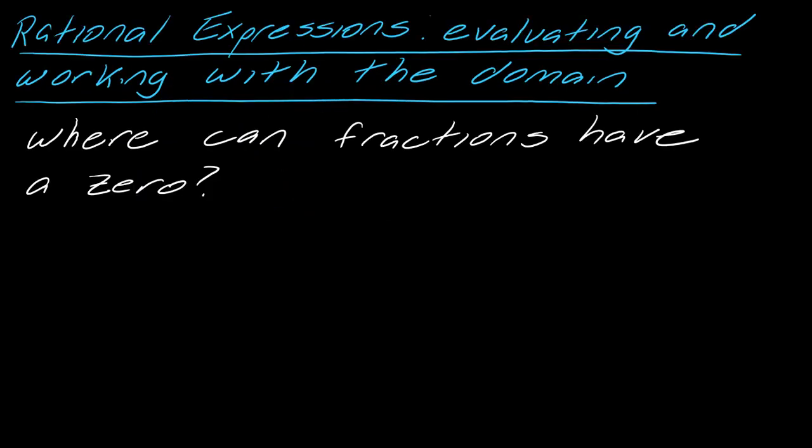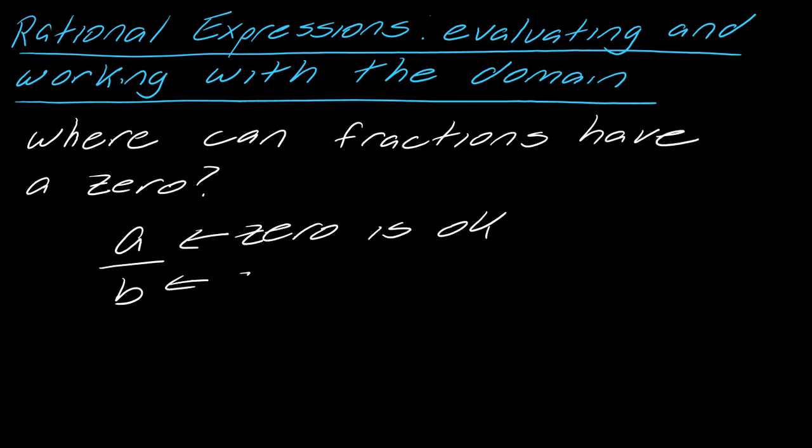So let's get started. First things first, just where can fractions have a zero? If you think about what a fraction looks like, let's say I have this thing a over b, a lot of people forget this. Where can this actually have a zero? Here, a 0 is okay. Here, a 0 is not okay.